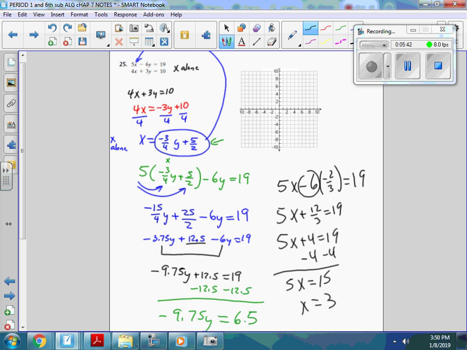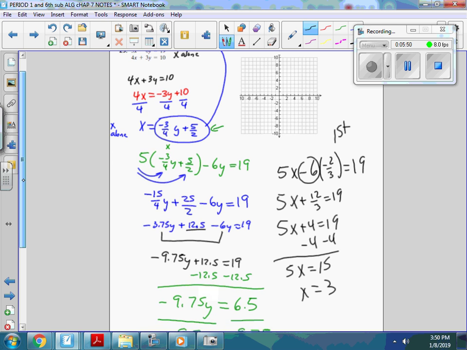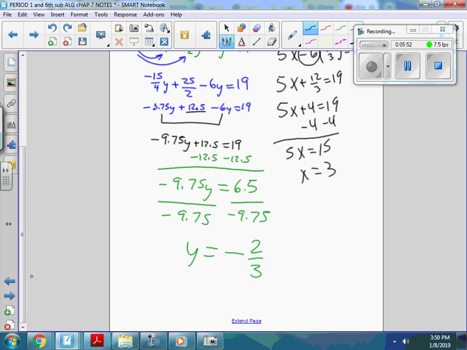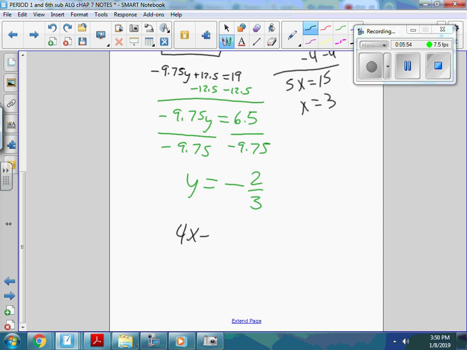If it checks, okay, so that was just the first equation. Now, if it checks in the second equation, gets a 3, we're in good shape. So now I'm going to take the second equation, 4x plus 3y equals 10. So now I'm looking at the second equation, and I'm going to plug in negative 2/3, and I should get x equals 3 if I did my work right.